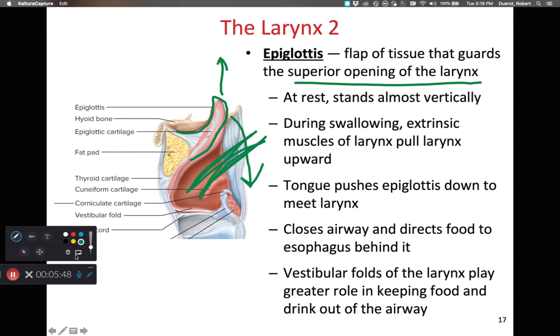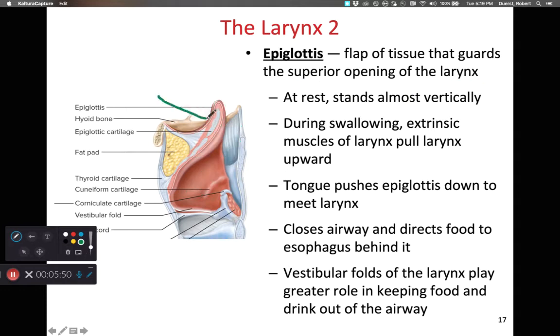But when we swallow, we're going to have food push back against it, and we're also going to have some of the muscles help to pull it down, and that's going to cause the larynx to be pulled upward and the epiglottis to be pulled down to cover the opening. This prevents food from getting down into the airways.